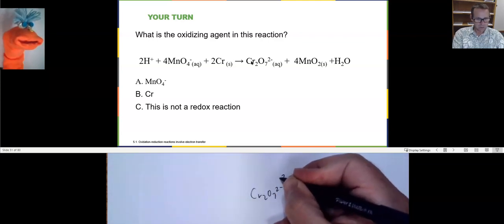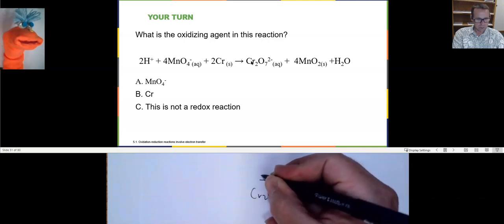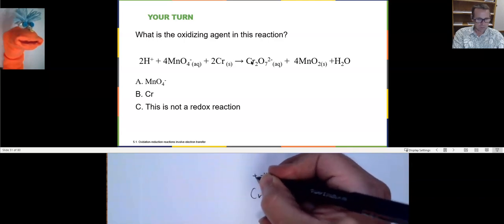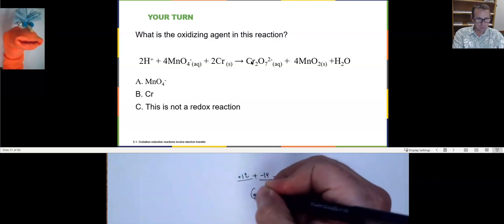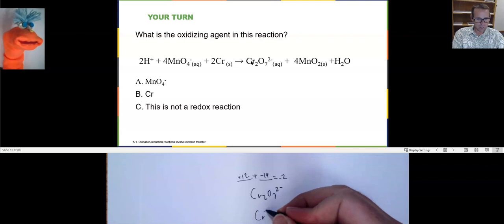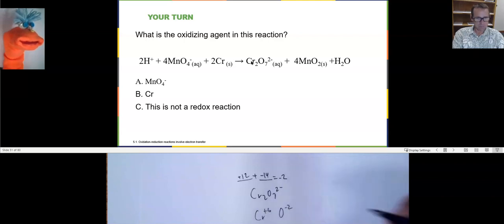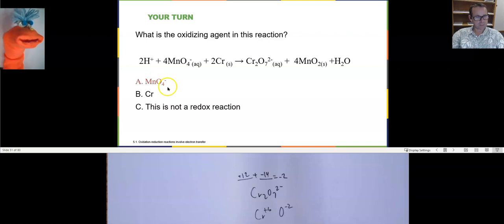Cr2O7 2-, so it's a -2. The contribution by the oxygen is -14, so this is a +12, and that has to divide on 2 chromiums, so each chromium has to be a +6, each oxygen has to be a -2. So it went from 0 to +6. So that's an oxidation, so the oxidizing agent was the MnO4-.